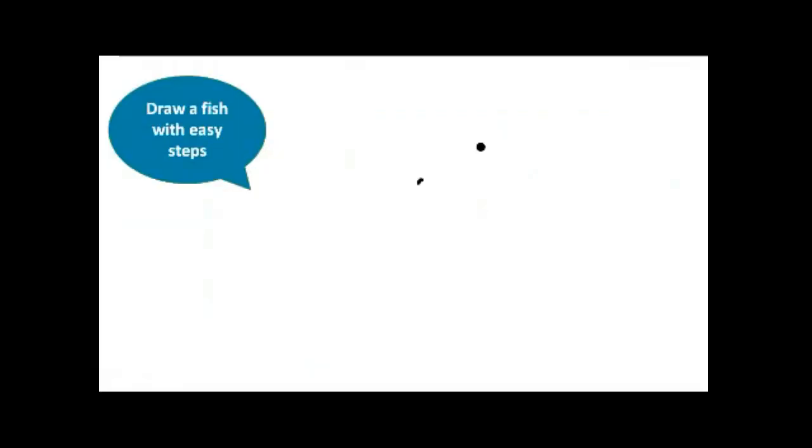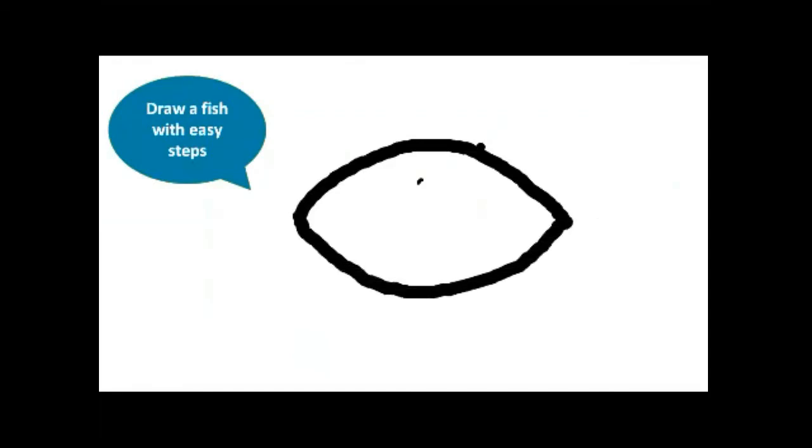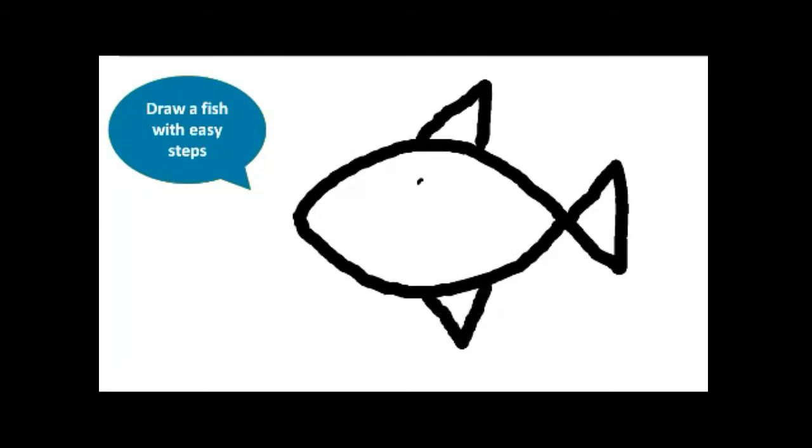Okay, beta, these are the easiest steps to draw a fish. First, make a curved line, then again a curved line opposite to the first one. Then make a triangle for the tail. Then draw small triangles on the sides of the body for the fins. Now you can add eyes and scales on the body of the fish. These are the very easy steps to draw the fish.